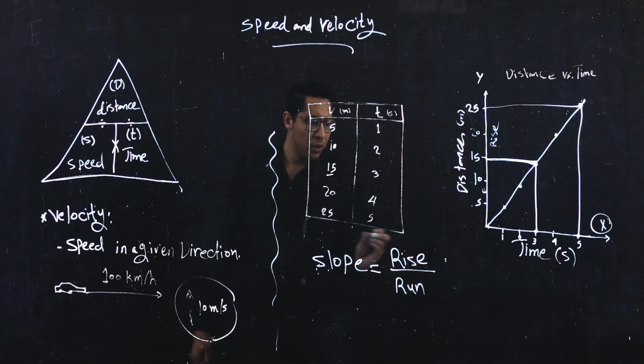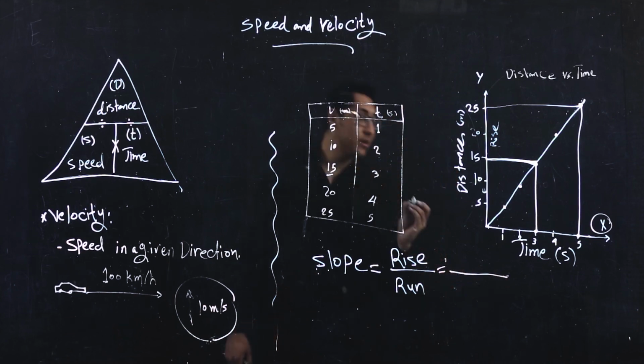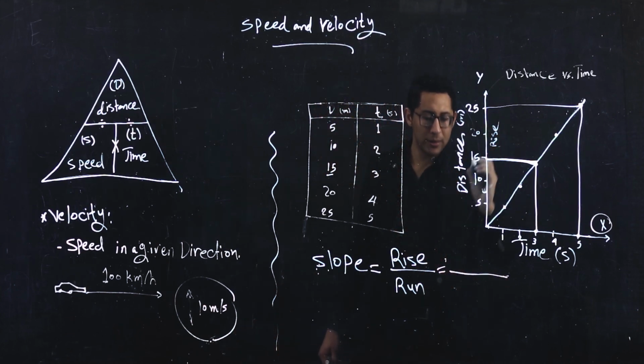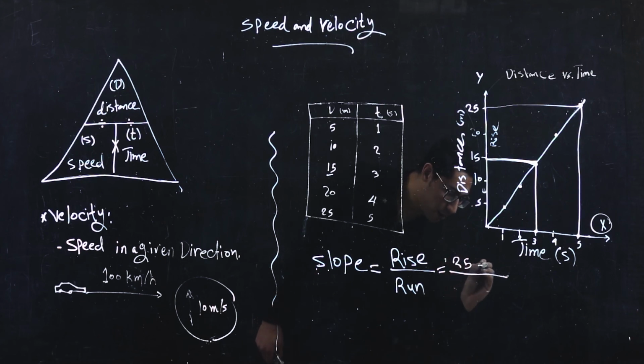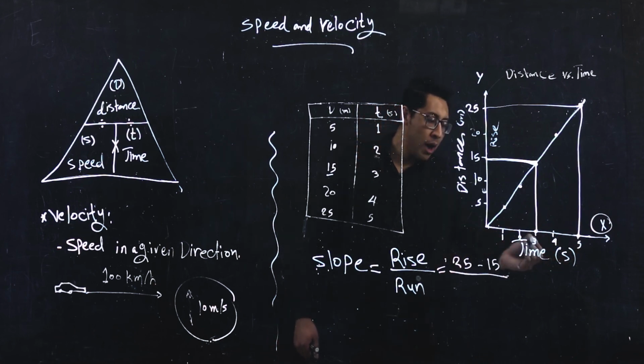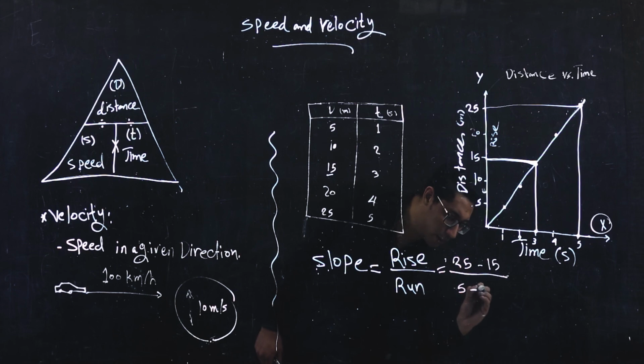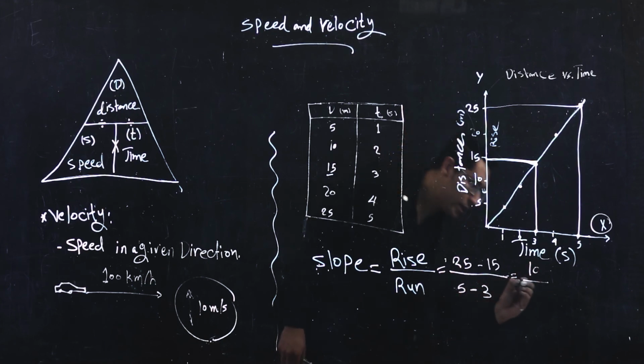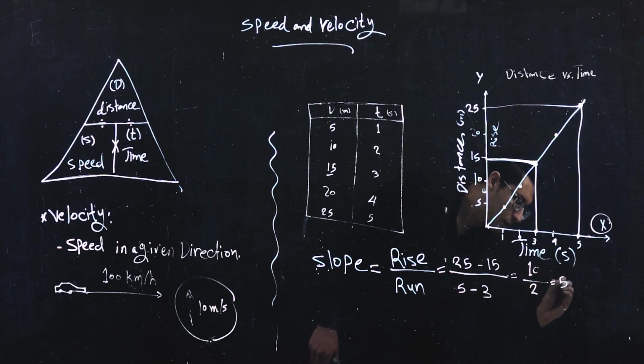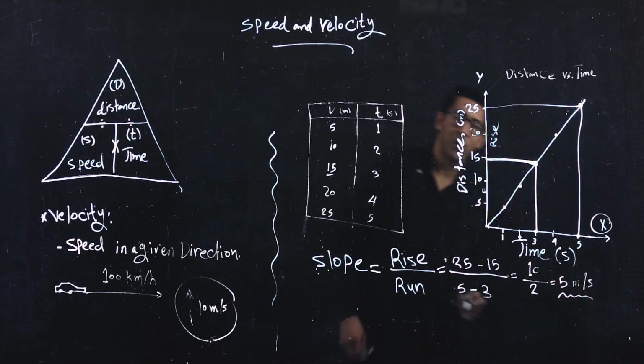So I told you that the slope equals rise divided by run. The rise equals 25 minus 15. That is the rise. And run equals 5 minus 3. 25 minus 15 will be 10. 5 minus 3 will be 2. 10 divided by 2 equals 5 meters per second. That is the speed of the object.